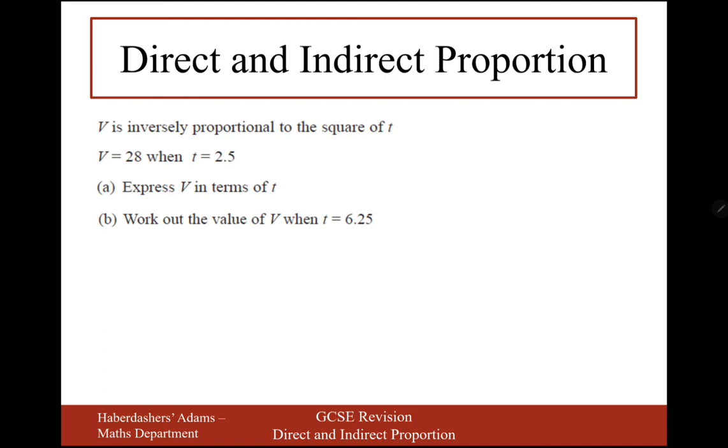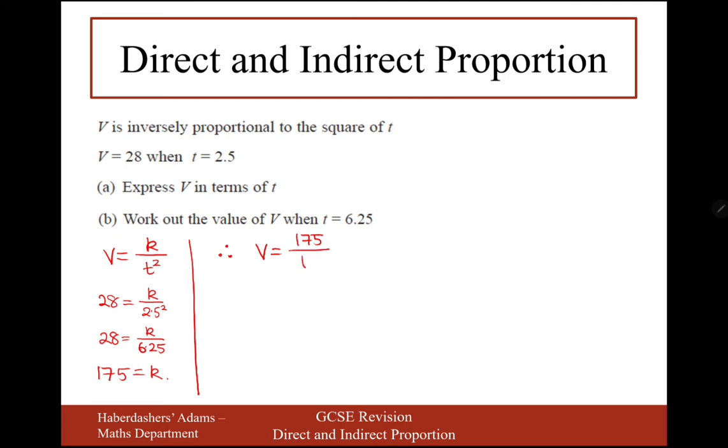Okay, v is inversely proportional to the square of t. So v equals k, inverse, so fraction, over the square of t, t squared. When v is equal to 28, t is 2.5, so substitute them in. Let's work out what 2.5 squared is first. So 2.5 squared is 6.25. And let's multiply that onto the other side. So times 28 gives us 175. So therefore the formula is v equals 175 over t squared.